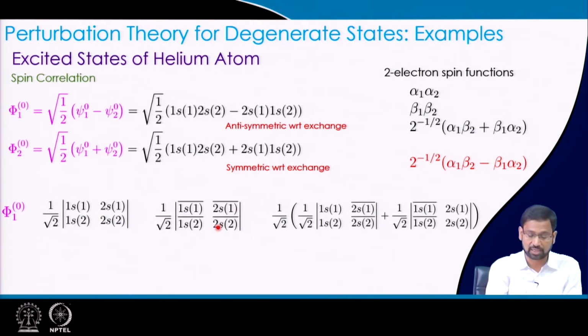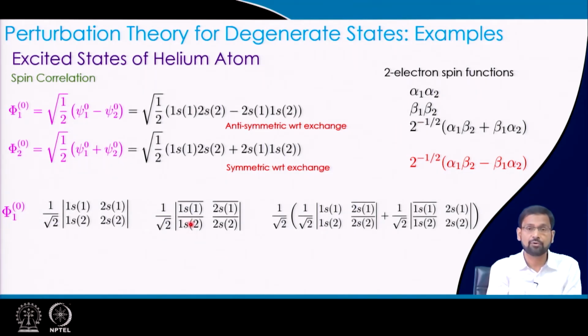So I have three different functions. These three functions represent the three different wave functions for this triplet state. The first one contains both the electrons in the 1s orbital and 2s orbital with alpha spin, so both electrons have alpha spin. The second one represents the situation when both the electrons have beta spin.